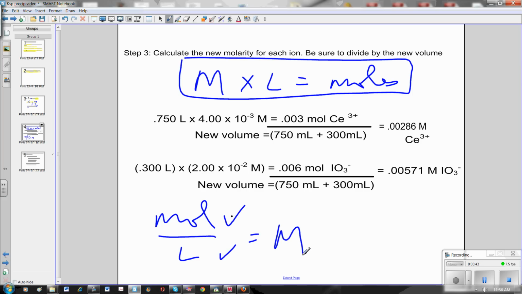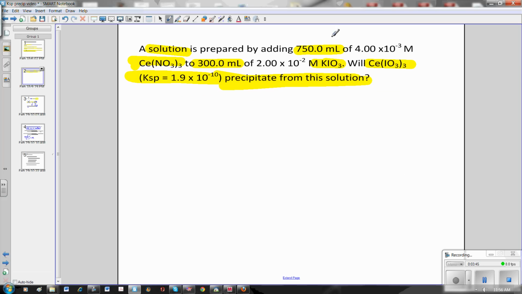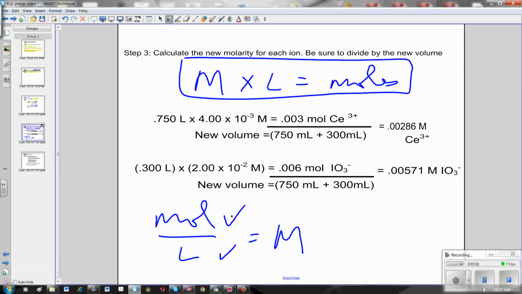So if you look, coming back to the problem, the first one, 750 milliliters of 4.0 times 10 negative third CeNO3. We don't really care about the NO3 because it's soluble, but we need to find the concentration of the Ce3+ ion. So what do we do? We take the 750 milliliters, change it to liters, multiply times the molarity, which is 4.0 times 10 to the negative third. I get 0.003 moles of Ce. So I have my moles on top. I just took molarity times liters and I got that.